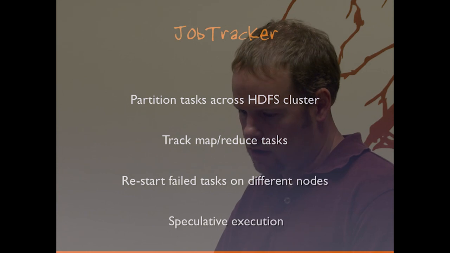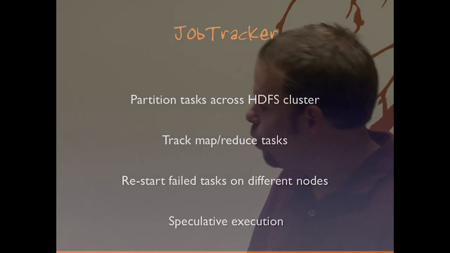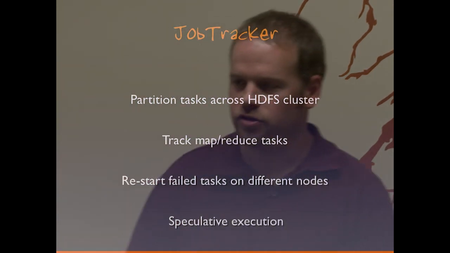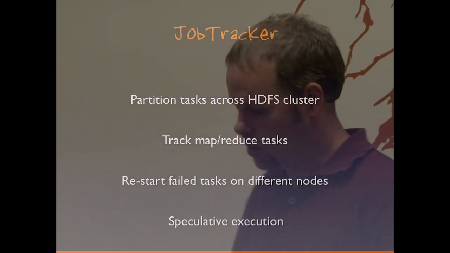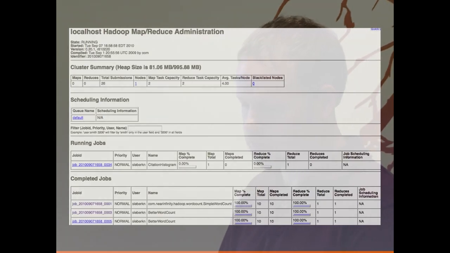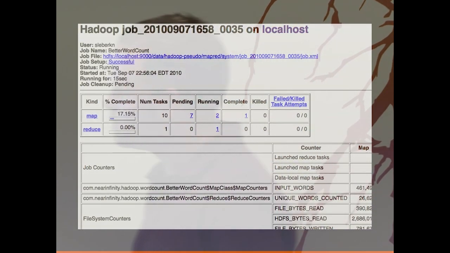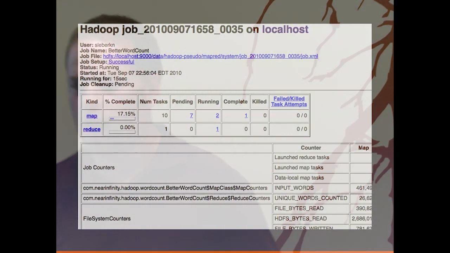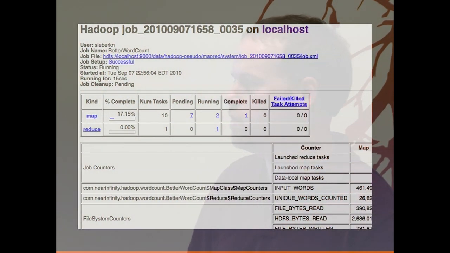Job tracker. Okay, we talked about this. One of the things I haven't talked about is speculative execution. The job tracker is responsible for tracking all the different tasks across the cluster. So for a particular job, it sees that I've got, say, 10 mappers, and 9 of them are pretty much complete, and there's one that seems to be holding it up. It's taking a long time.